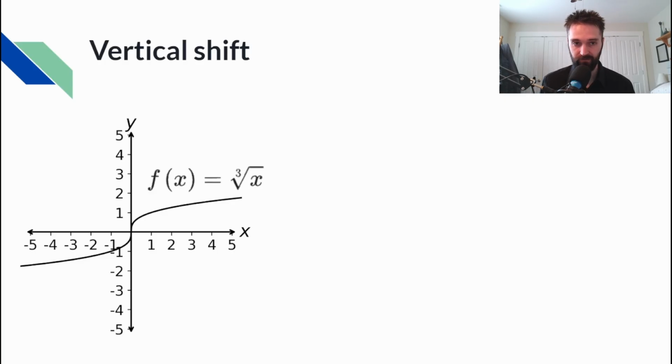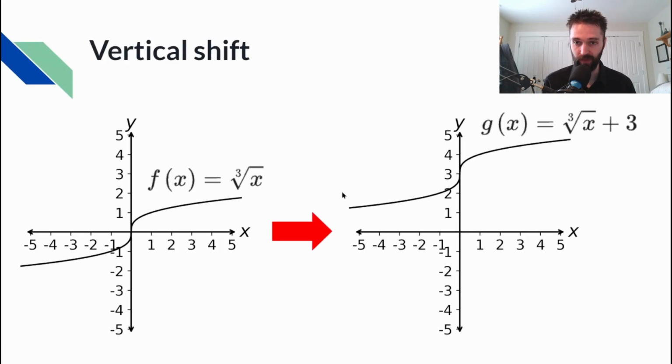Here we have the function f of x equals the cube root of x. We get the curve that looks like this. But the question is, what would the function look like if we took the cube root of x and added 3 to it? We know from the previous screen that since 3 is a positive number, it's going to shift this graph up by 3 units.